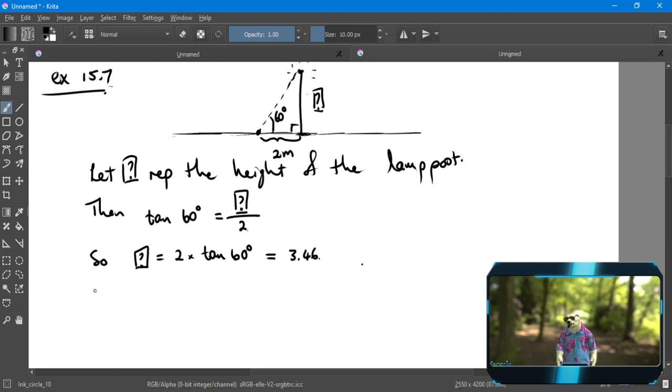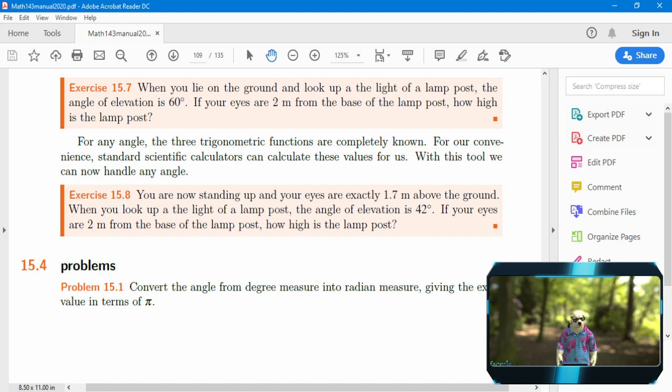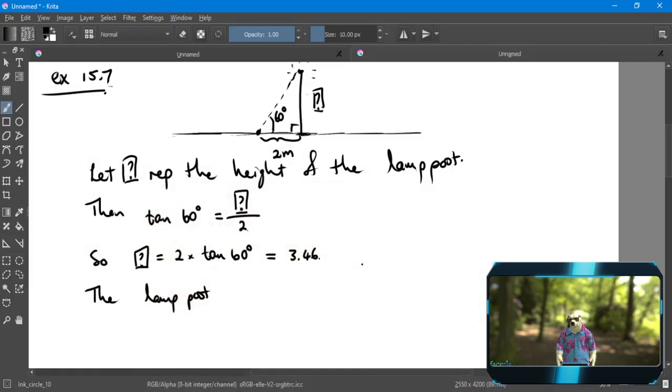So a concluding sentence: the lamp post, is lamppost one word or two? Two apparently. The lamppost is approximately 3.46 meters tall, let's say. And there we go. Nothing that is impossible, I don't think, but feel free to disagree.